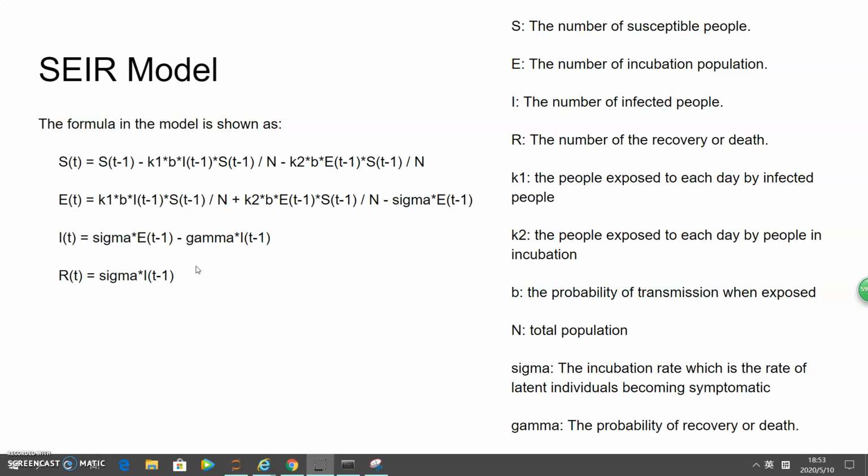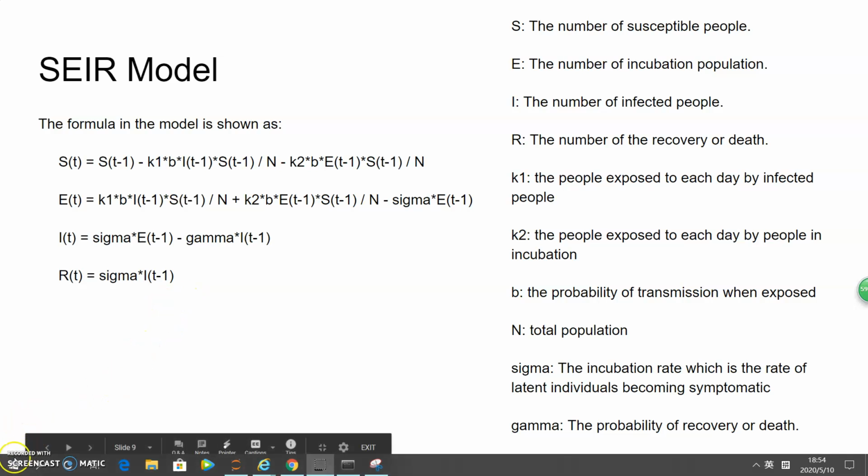K1 is the number of people exposed each day by infected people. K2 is the number of people exposed each day by people in incubation. B is the probability of transmission when exposed. N is the total population. Sigma is the incubation rate, which is the rate of latent individuals becoming symptomatic. Gamma is the probability of recovery or death.